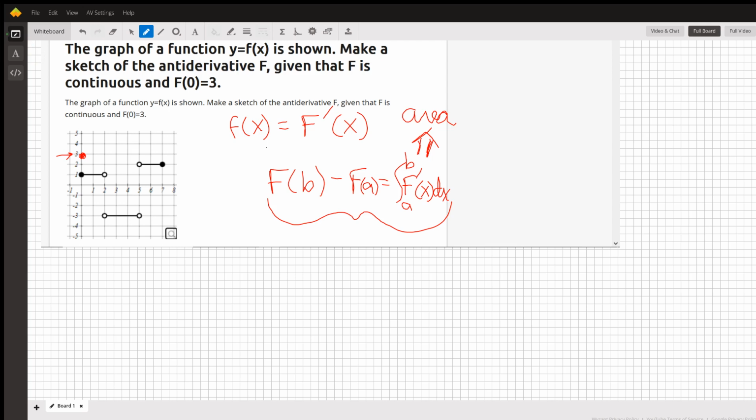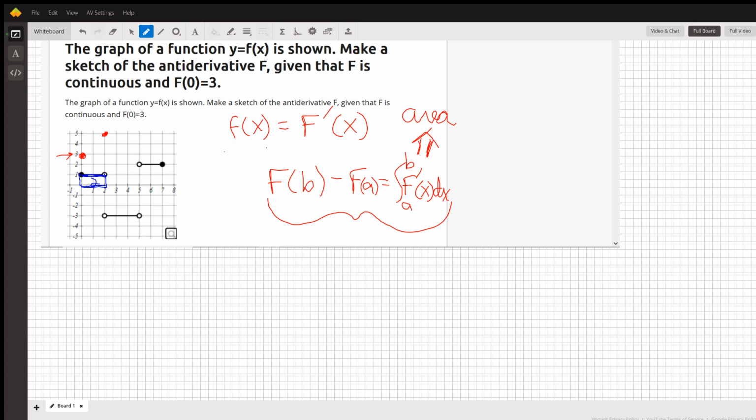I'll do these in blue. I'm going to write the graph in red. The change is constant. It keeps going up 1. Every time x increases by 1, y increases by 1. And what's the total change? It's going to be the area above the x-axis. It's positive. 2 times 1 is 2. So it's going to go up 2. From x equals 0 to x equals 2, it goes up 2. So it's going to go up to 5.